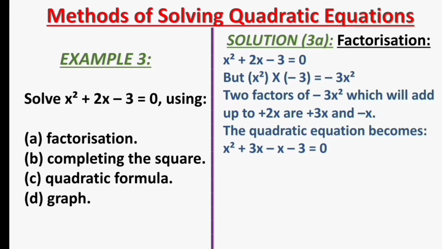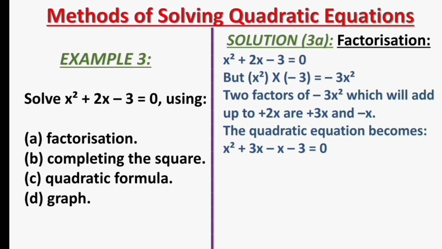Next, we look for 2 factors of the product minus 3x squared, which add up to the middle term, which is plus 2x. The 2 factors are plus 3x and minus x. Because if you multiply these 2 factors, you get minus 3x squared, while if you add up the 2 factors, you get the middle term, which is plus 2x. Next, we replace the middle term plus 2x with these 2 factors. That means the question becomes x squared plus 3x minus x minus 3 is equal to 0.